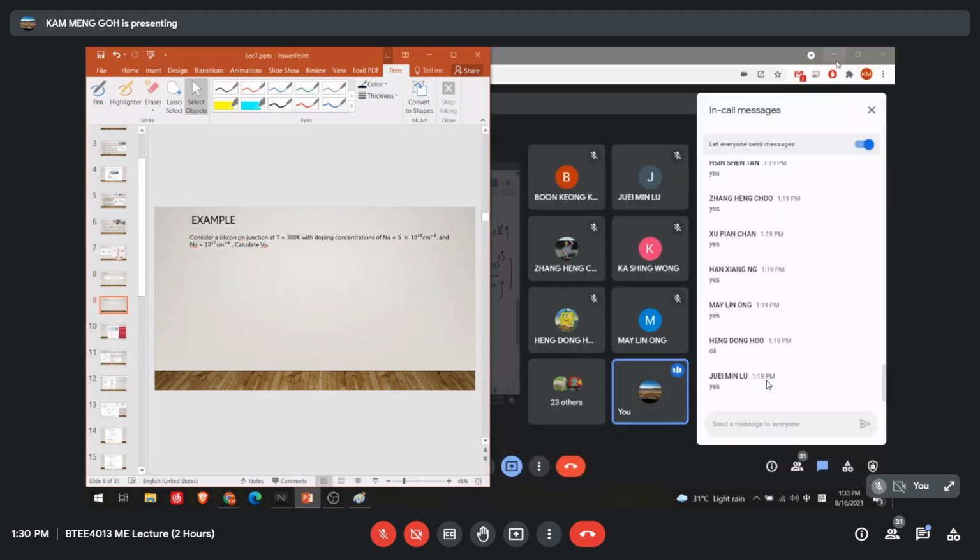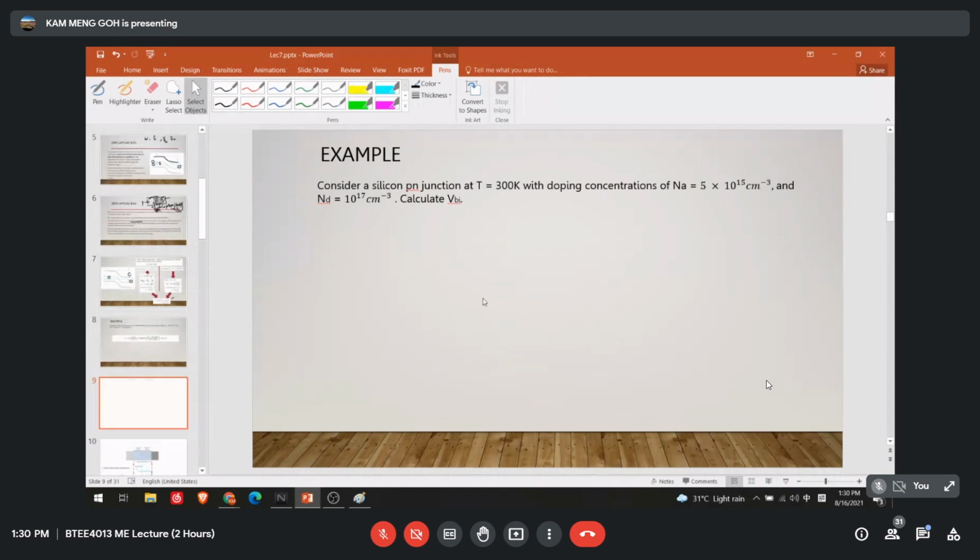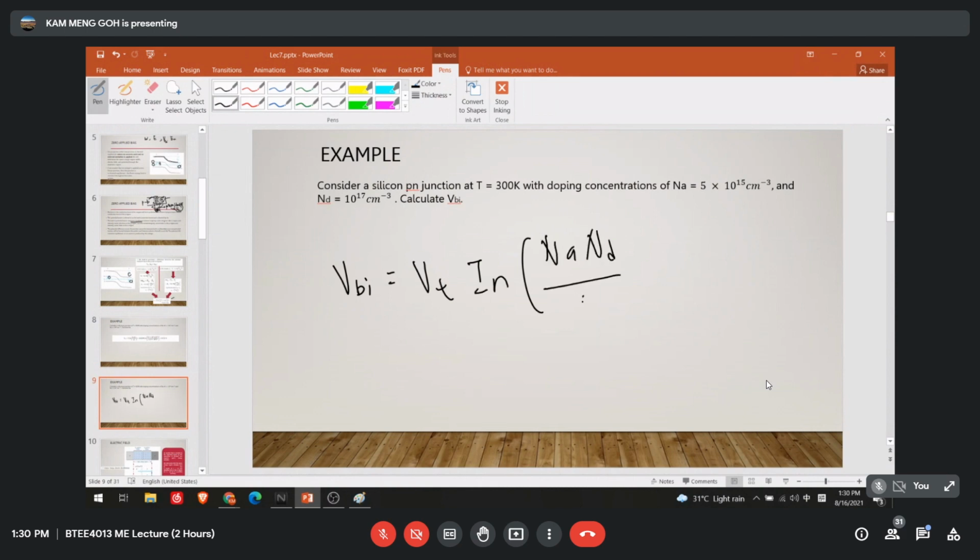Let's try one more example to see how we calculate the VBI. This is also silicon, T equals 300K, with given Na and Nd. Calculate the VBI. The formula is VBI equals VT ln of Na Nd over Ni squared, where VT is KT over E. In this case, at 300K, we just use 0.0259. Okay, let's try this.